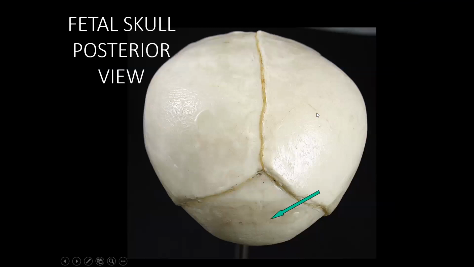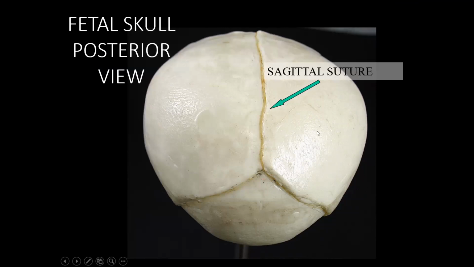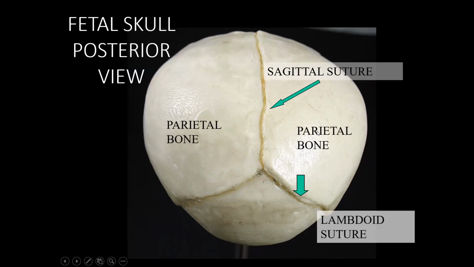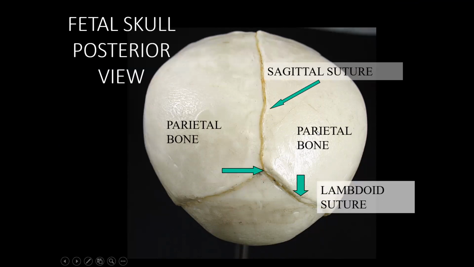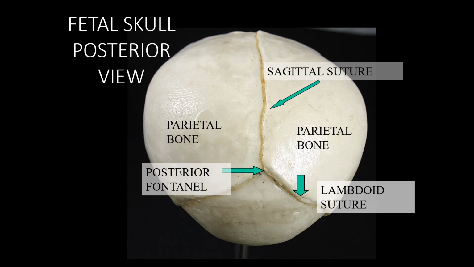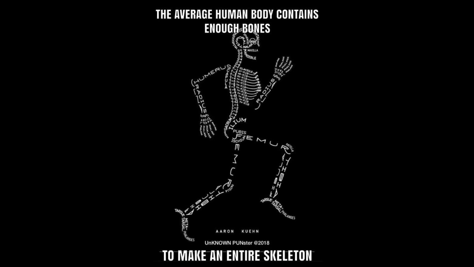Looking at the back of the skull, again, the sagittal suture, parietal bone, lambdoid suture, and right there, this little tiny structure is your posterior fontanelle. Like I said, if you have an anterior, you're going to have a posterior. So the sagittal suture, the lambdoid suture, the coronal suture all remain, but we lose the frontal suture and the fontanelles all disappear. Occipital bone there. And that is the skull. And that's where I want to stop right now.